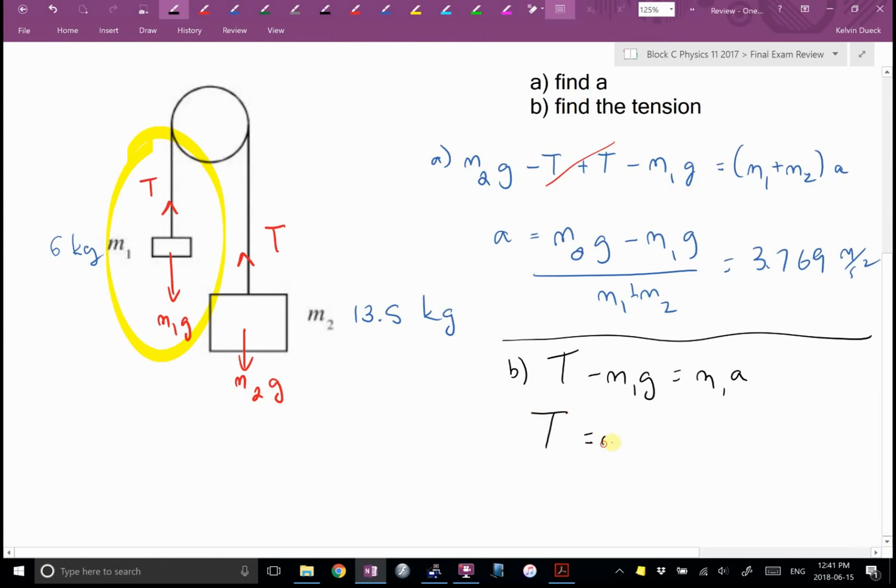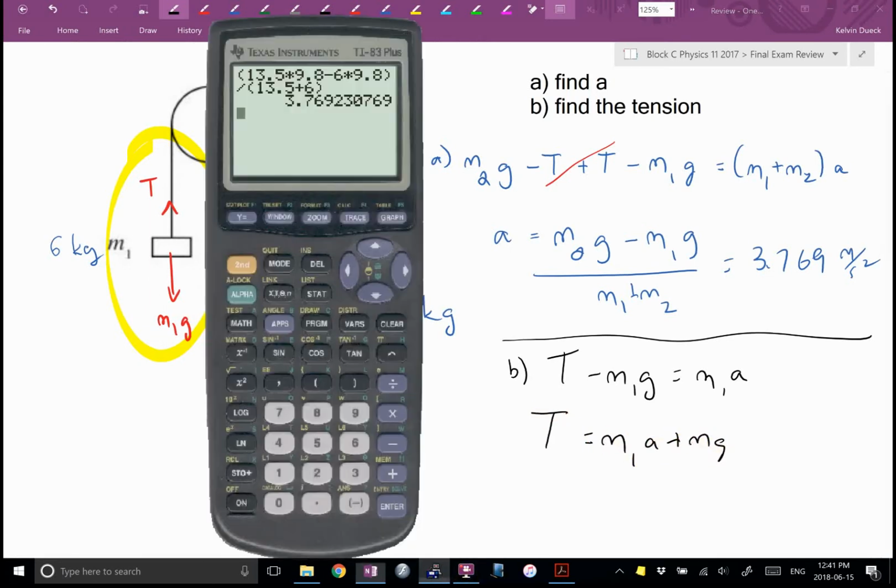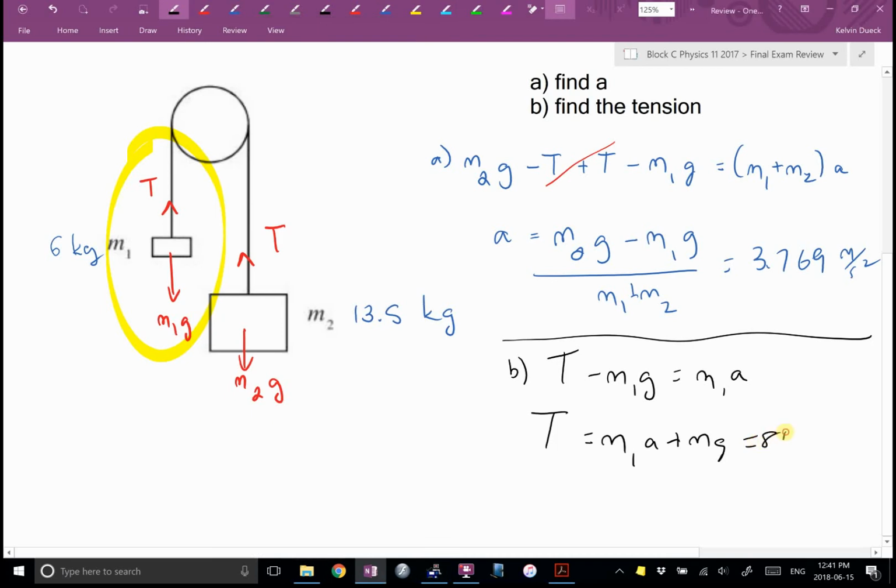Tension is going to be M1A plus mg, and I'm going to go straight to my calculator in the interest of time. It's going to be M1, answer button, times A plus 6 times 9.8, and I get a tension of 81.4. What are the units for tension? 81.4 newtons.